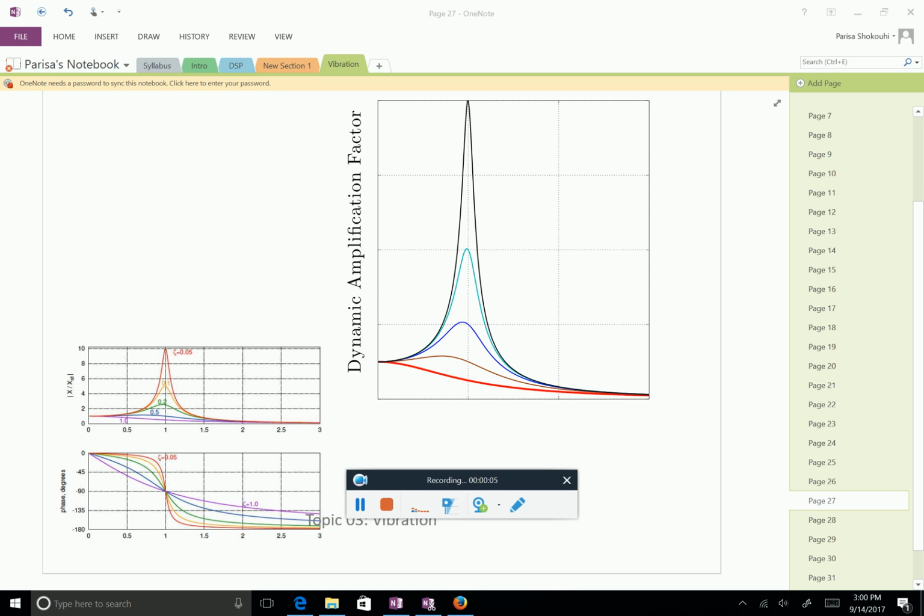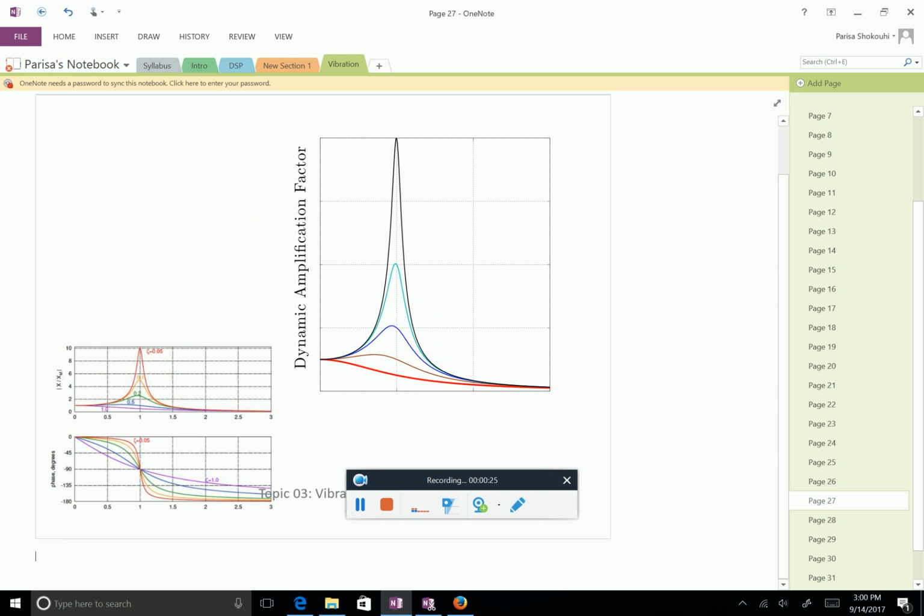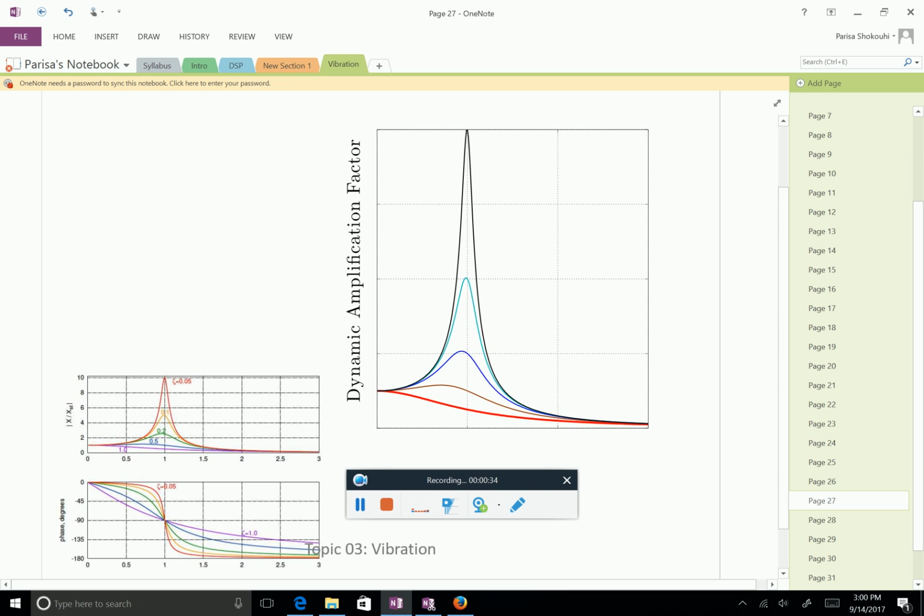Okay, so let's remember where we kind of finished last time. What are we looking at here? What is the large graph on the right-hand side? Anyone remembers? It's written dynamic amplification factor, but this is on a spectrum. So it's kind of a normalized amplitude spectrum. You can think about it that way.